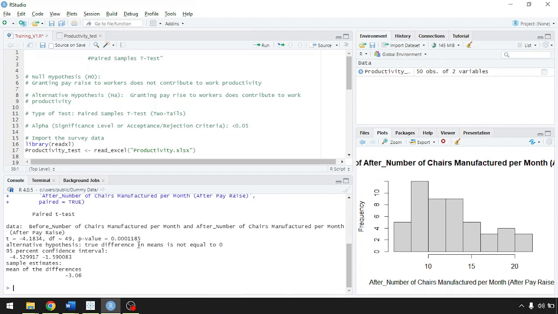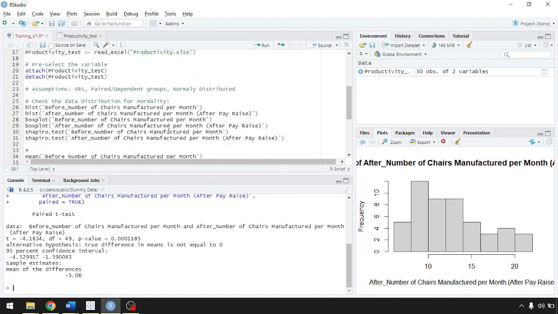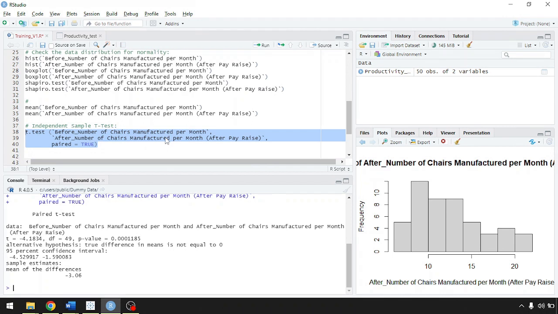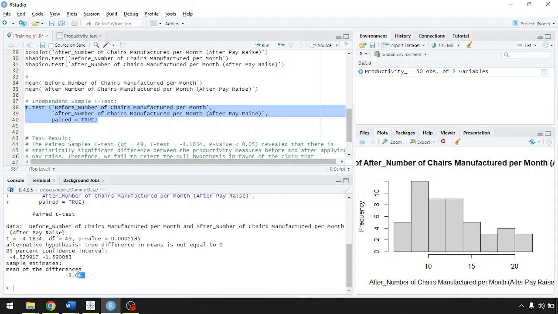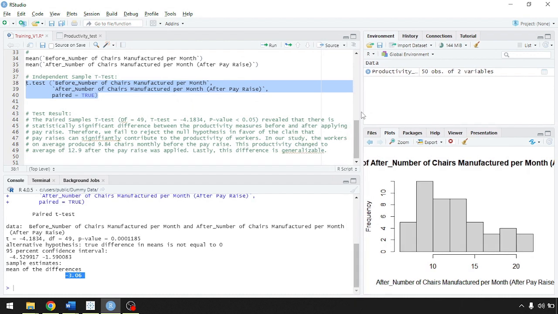As R also projected, the true difference in means is not equal to zero. In other words, the averages are not equal. It means there is actually a significant difference between the two, and the difference is minus three or plus three. That means it's statistically significant to claim that the pay raise led to the production of three additional chairs after it was introduced to the workforce.